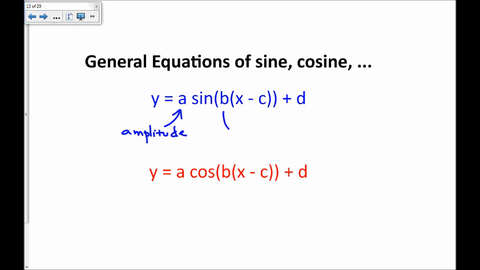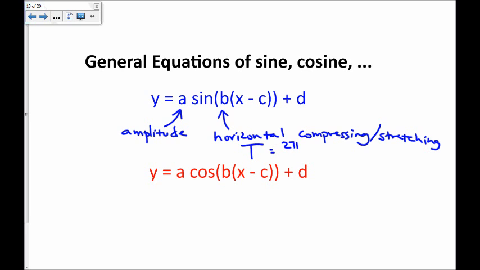Okay. B is a horizontal compressing or stretching. Okay. Now, B, very important, it gives you the period. Okay, so you should know that the period, T, is equal to 2 pi over B. That's a very important formula for us in working with the period. Okay, now C is a horizontal shift. Okay, and finally D is a vertical shift.